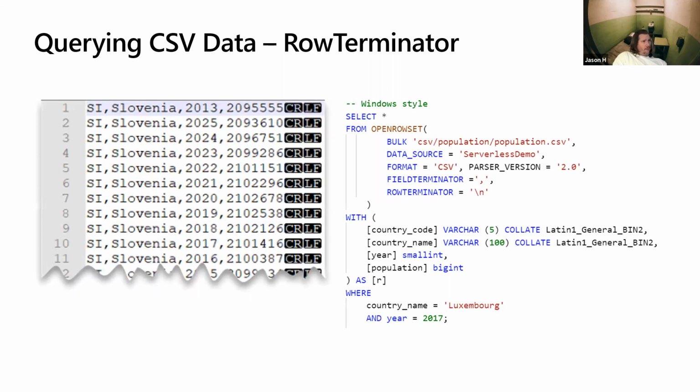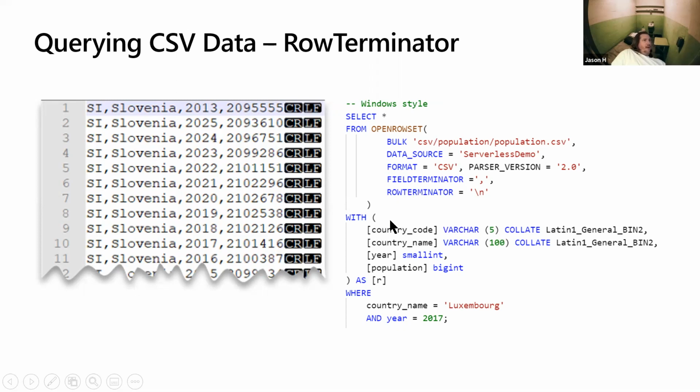Support for different types of row terminators. This is a little bit more complex, but the key thing here is I've got a field terminator of a comma. My row terminator is a new line, so /n, which is a carriage return line feed. That's Windows style. And then here I've actually defined the data types, and that turns out to be kind of important from a performance standpoint.